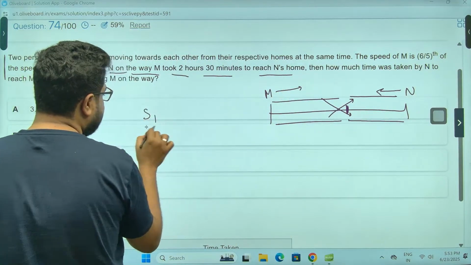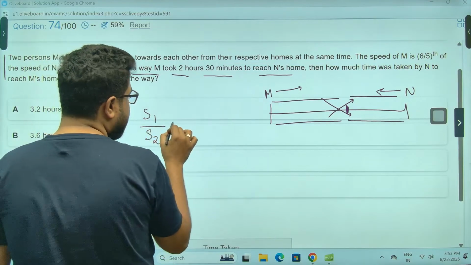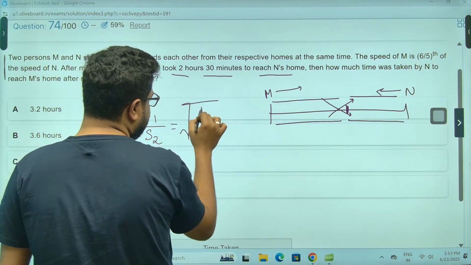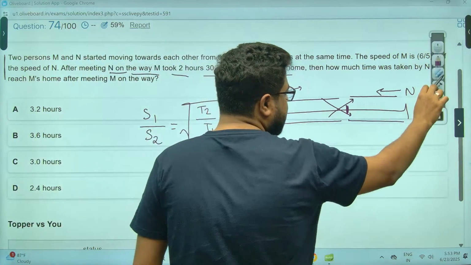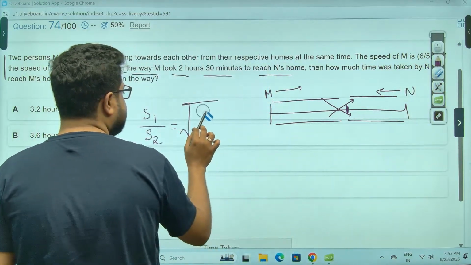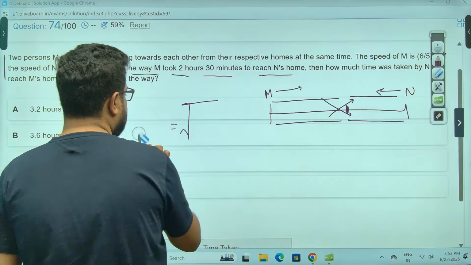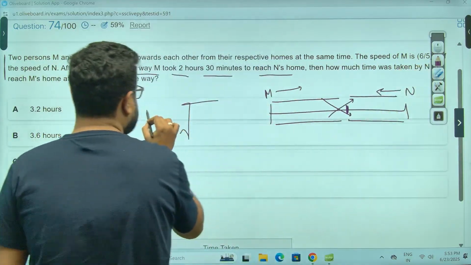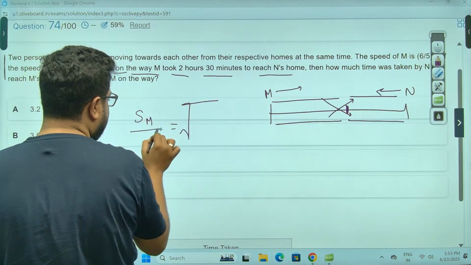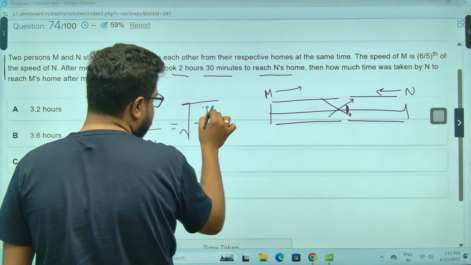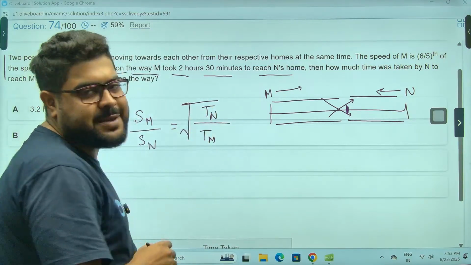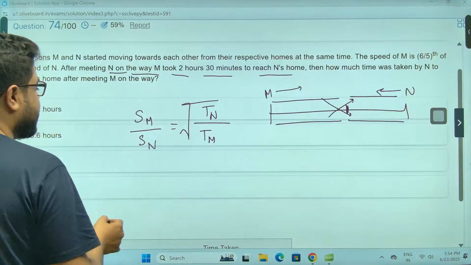Sir, S1 by S2, speed 1 by speed 2, will be root over of T2 by T1. What I will do here, sir, I'll just change this a little bit so that we don't get confused. Speed of M by speed of N will be, sir, T of N here, T of M here. Whatever is known, sir, since hours is asked, put it in.